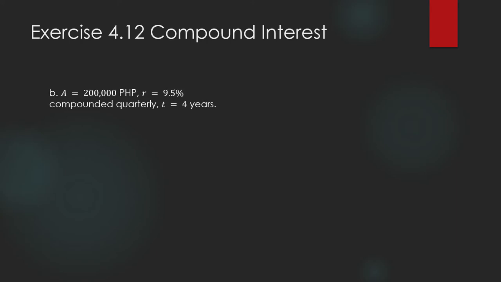Let us answer letter B. The accumulated value is 200,000 pesos. The rate of interest is 9.5%, compounded quarterly. T is 4 years. Find the value of the initial investment and interest after 4 years.